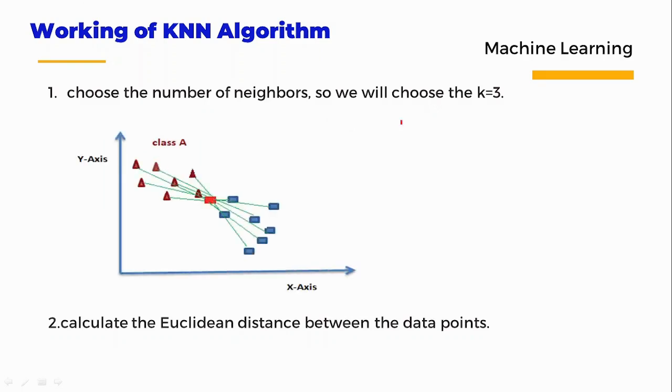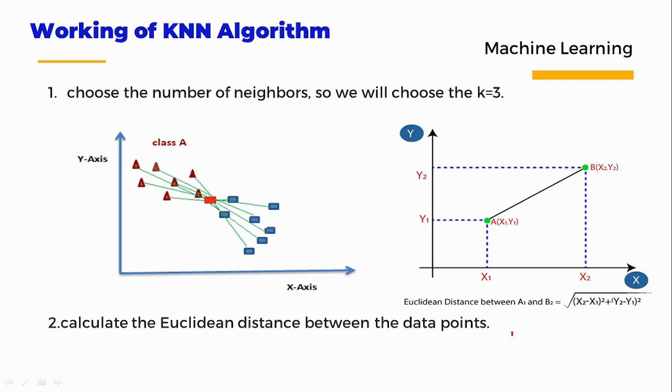After selecting the k value, what do we do next? We will calculate the Euclidean distance between the data points, that is, between the two data points. How to calculate that Euclidean distance, we have already studied in geometry. It can be calculated with the help of the formula. You can see here, this is the formula. Suppose this is my first point and this is my second point. Here we calculate the square root of (x2 minus x1) squared plus (y2 minus y1) squared. So this is how we are calculating.